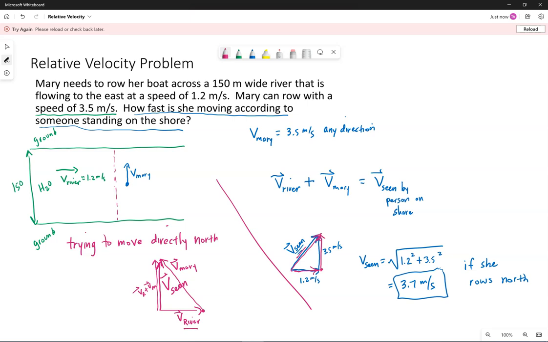We still just care about how fast this is. So we need to find the length of this side, knowing this side is 1.2 and this side is 3.5. We know the river is traveling at 1.2 meters per second. We know Mary can row at 3.5. So Pythagorean theorem still applies here, but we don't know one of the sides. We know the hypotenuse. So we can say 3.5 squared, the hypotenuse squared, is equal to 1.2 squared plus this speed we're looking for squared. Okay. So we can solve for this v. Take the 1.2 squared to the other side, square root it, and I get 3.3 meters per second.